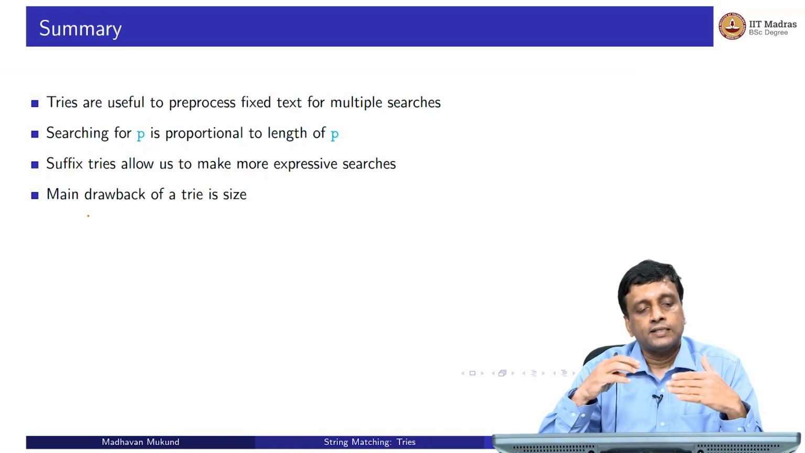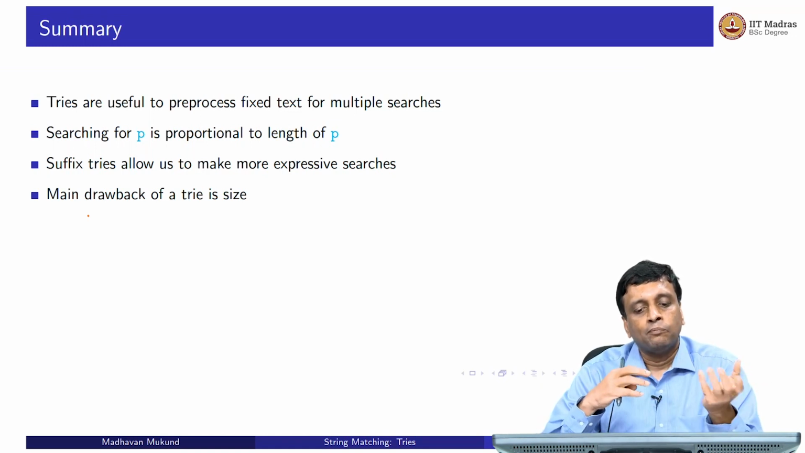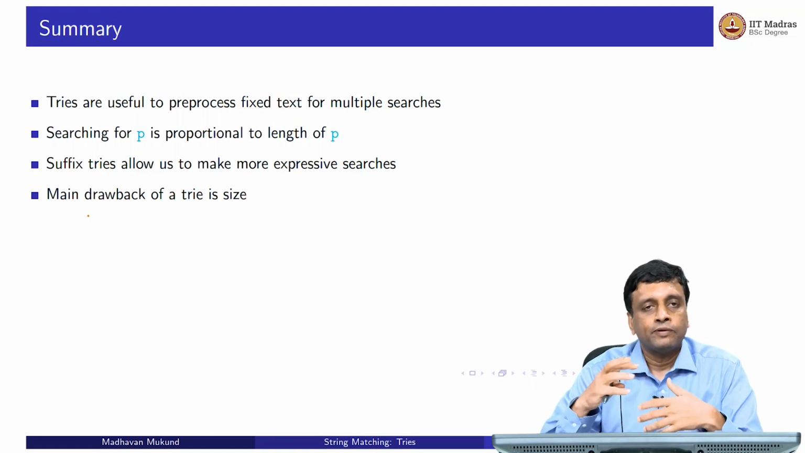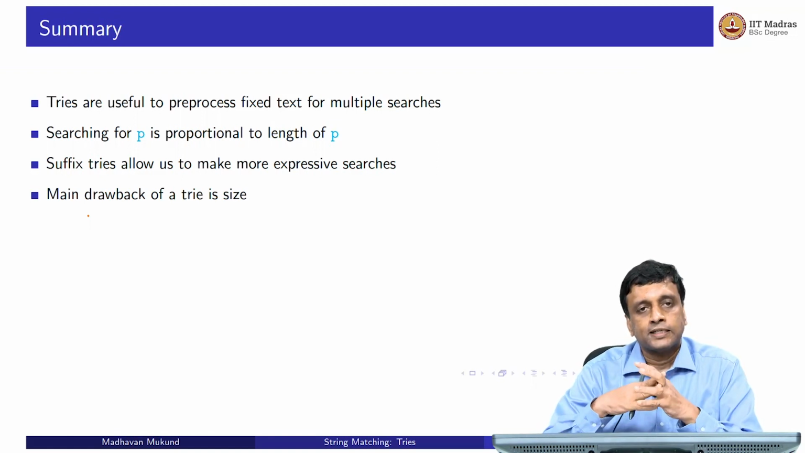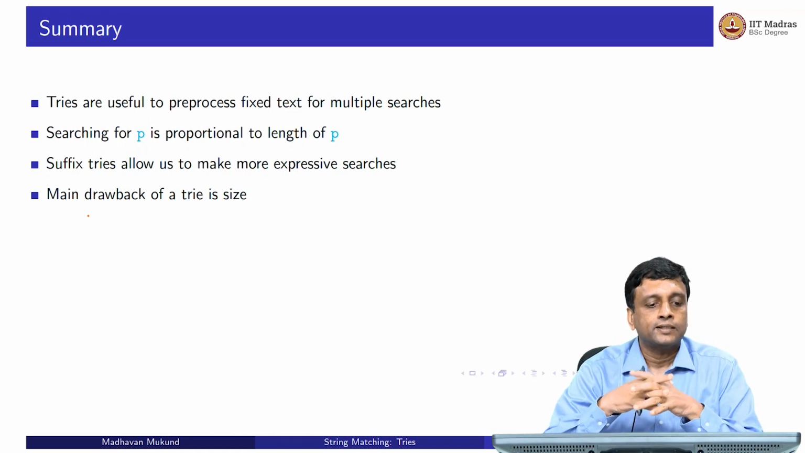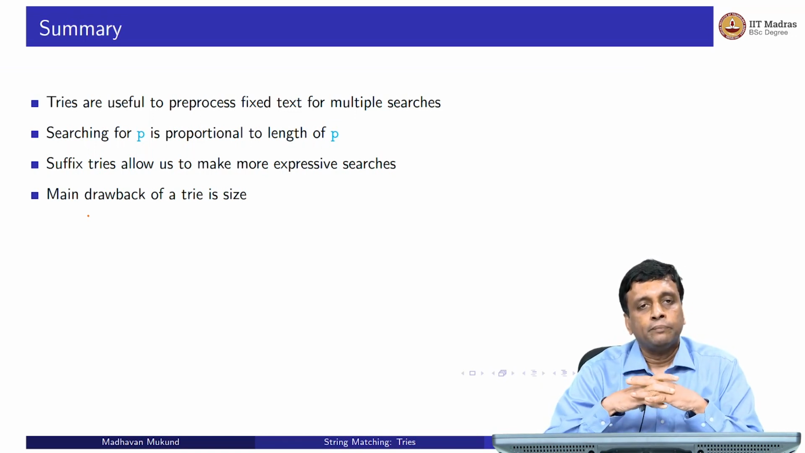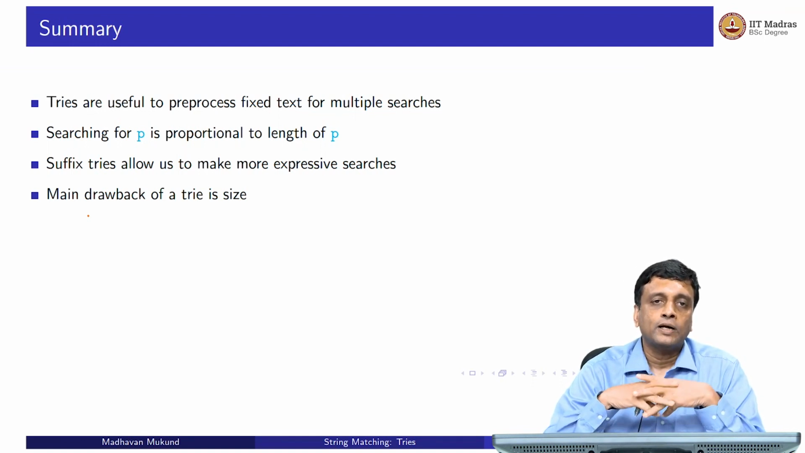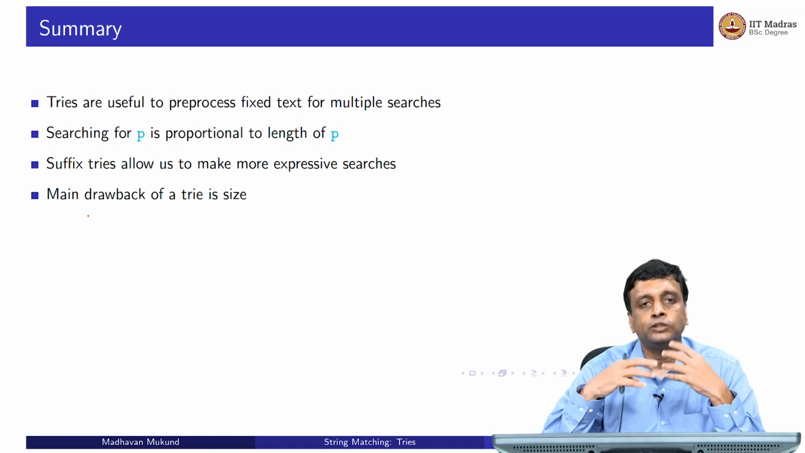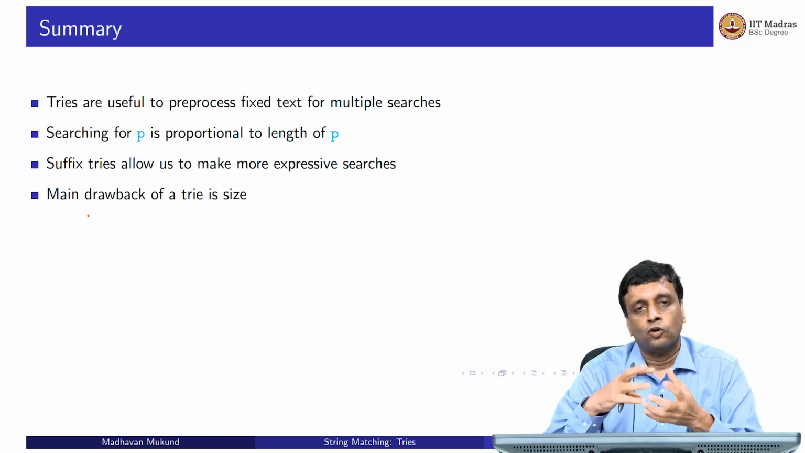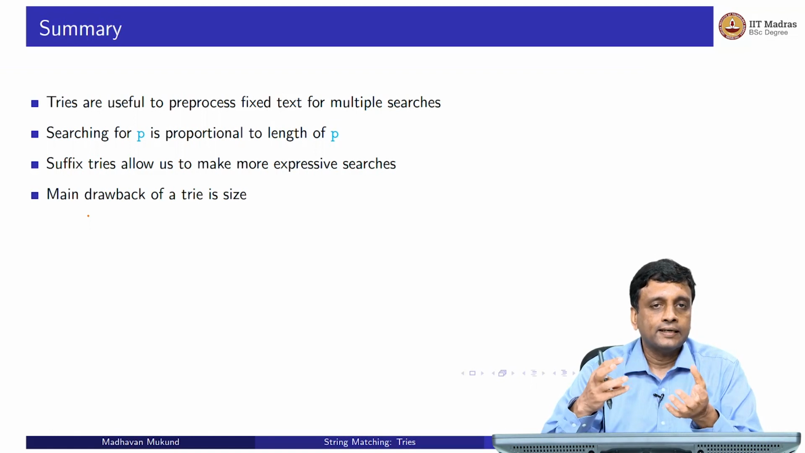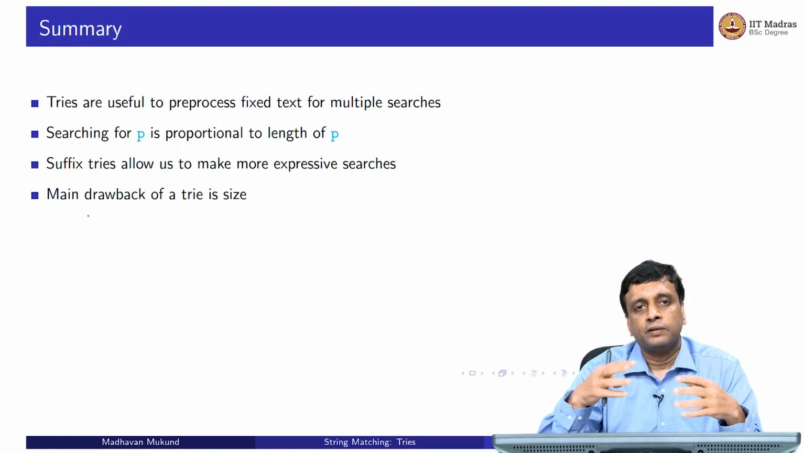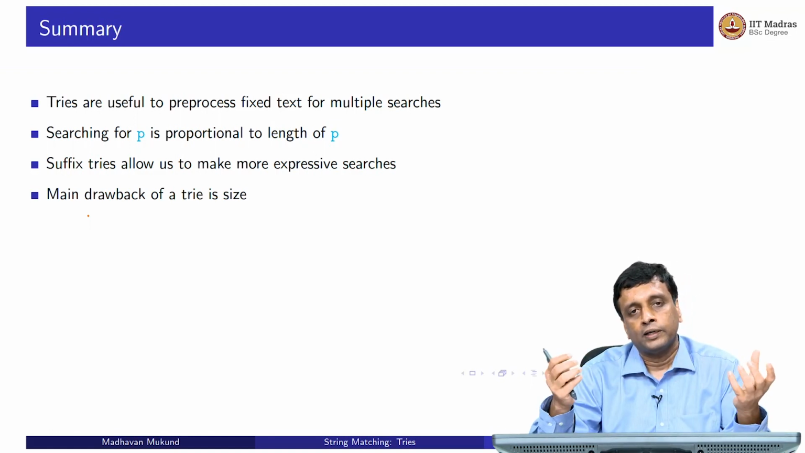So suffix tries are an improvement on tries because we can make more expressive searches. As we said, we can look for arbitrary substrings, we can look for the number of times a substring occurs, and so on. And overall the main drawback that we find in using tries is the size. So there are ways of compressing tries, but if you compress a trie and the trie is going to change, then you lose something. So it's not always clear that compressing a trie will help in a static sense, but if you have to update the trie, then you might have to blow it up again and so on.